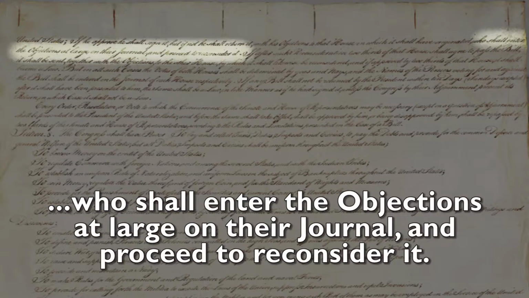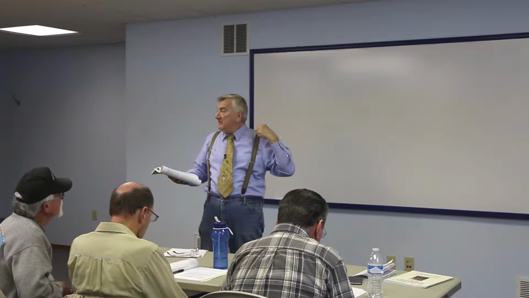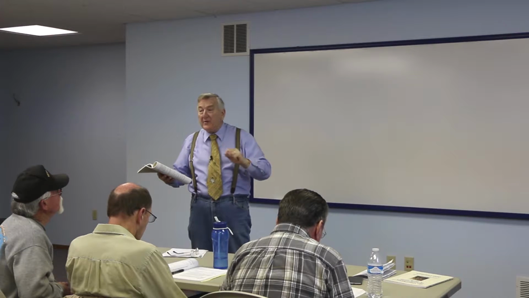Roy, what's the next thing? Who shall enter the objections at large on their journal and proceed to reconsider it. Good. So at this point, they receive it back, and they now are going to enter on their journal what the objections were at large, meaning in full detail, why he didn't want to sign it, and they're going to reconsider it. Which makes it a public record. I hadn't thought of that as being a good reason for that. That's good.